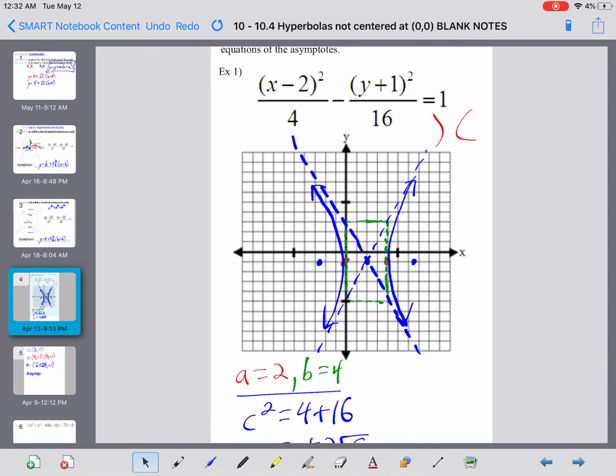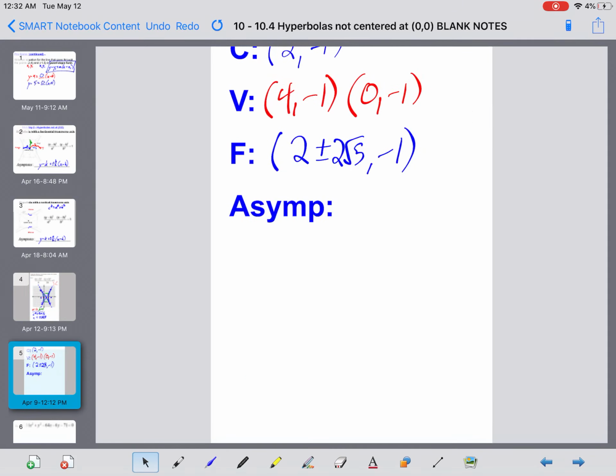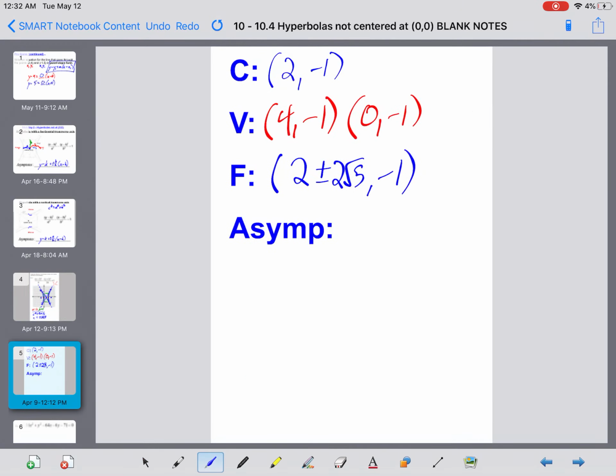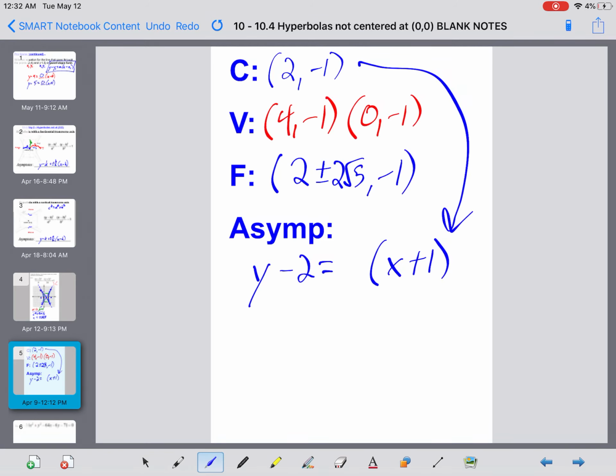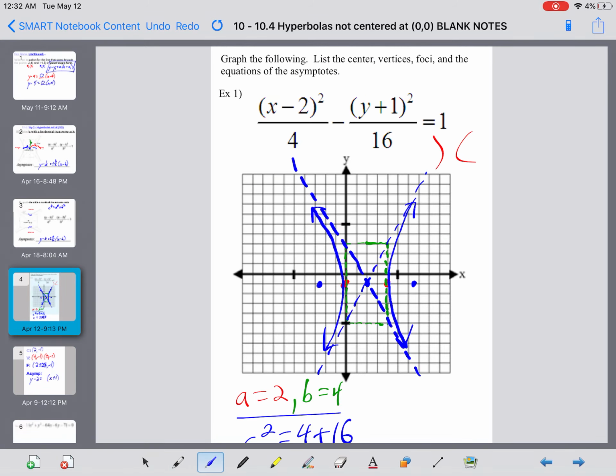All right, and there are my two branches. Now, for the equations of the asymptotes, again, remember we're going to do point slope form. So y minus 2, that's the y value, x plus 1. That came straight from the center, right? Because the center is the only point that's on both asymptotes.